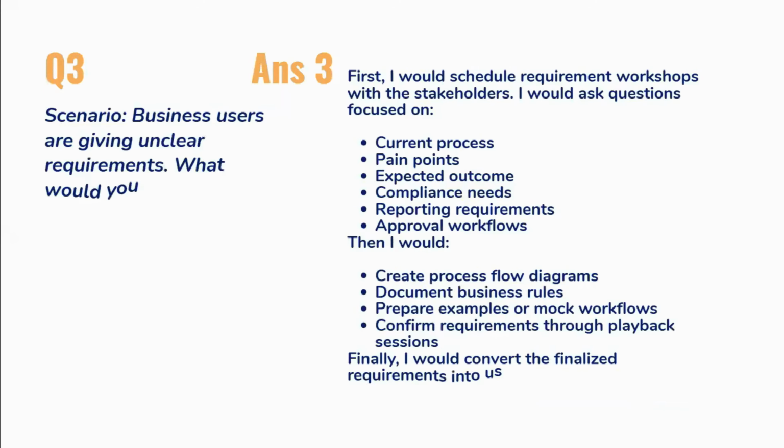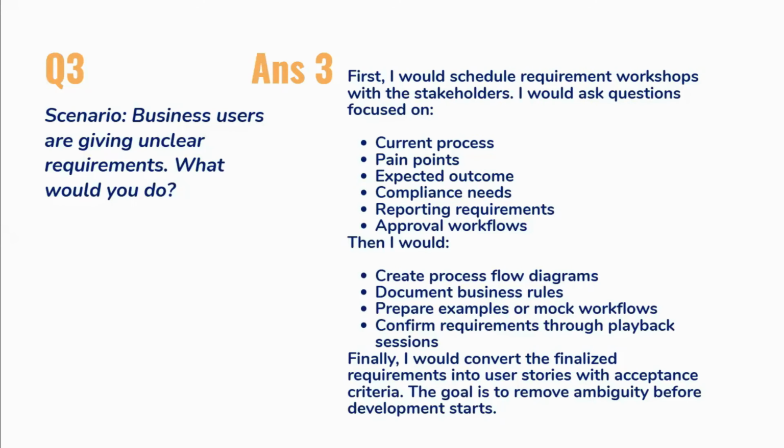Anyway, so question number 3, business users are giving unclear requirements. What would you do? So this is an interesting question, right? So now, first, you schedule a requirement workshop with the stakeholders and you ask questions focused on current process, pain point, expected outcome, compliance need, reporting requirement and approval workflow.